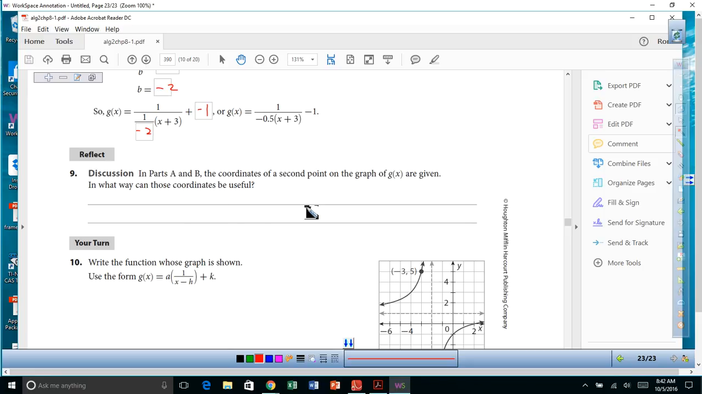Good, good. Discussion. In parts A and B, the coordinates of a second point on the graph of g of x are given. In what way can those coordinates be useful? Well, you can use those coordinates as a check on the correctness of the equation by substituting those coordinates into the equation and seeing if you get a true statement, which is kind of like what we did just a minute ago.